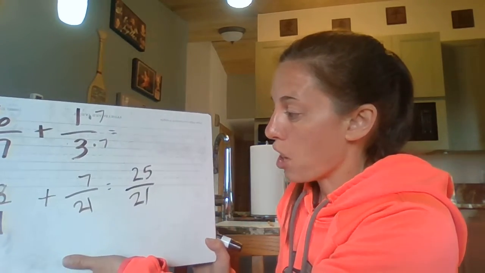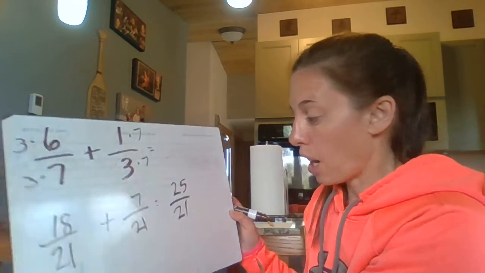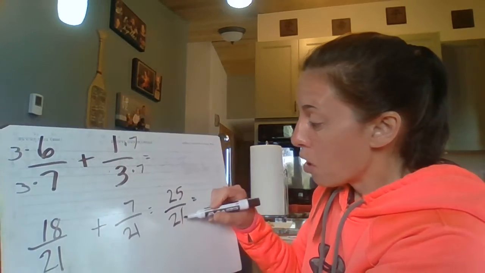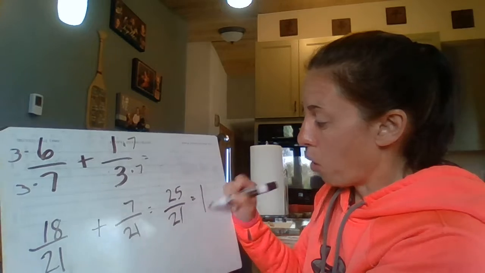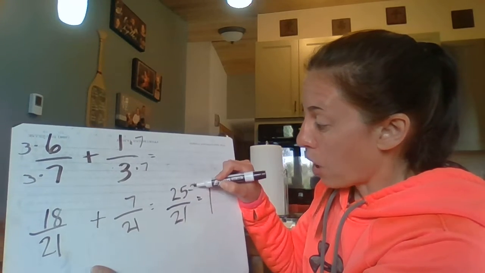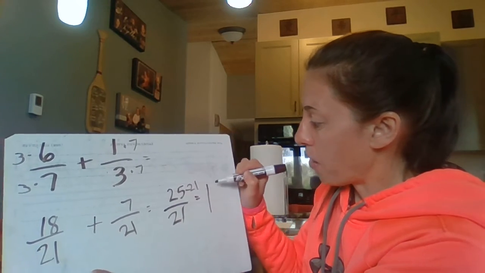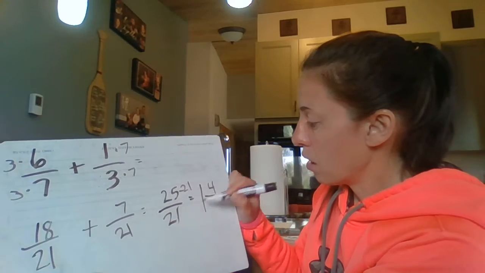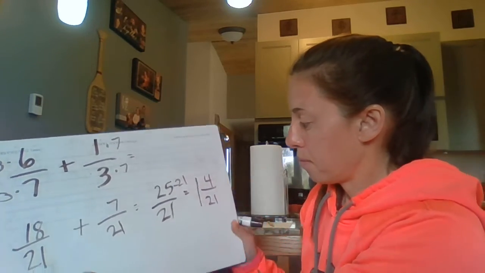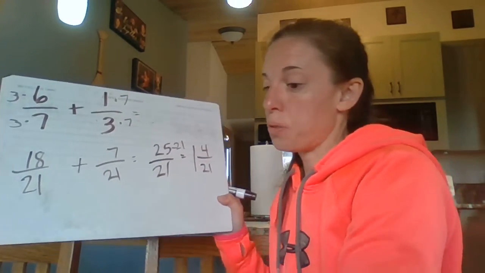That's an improper fraction. Yesterday you worked on improper fractions. We need to flip that. 21 goes into 25 one whole time. I'm going to subtract 21 from 25 and I get 4. Denominator stays the same. Okay, that's our first example.